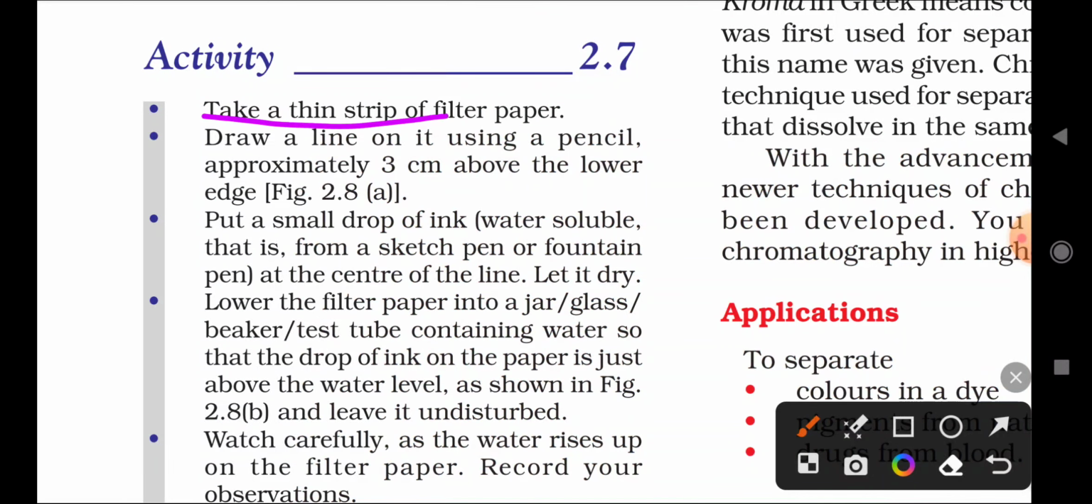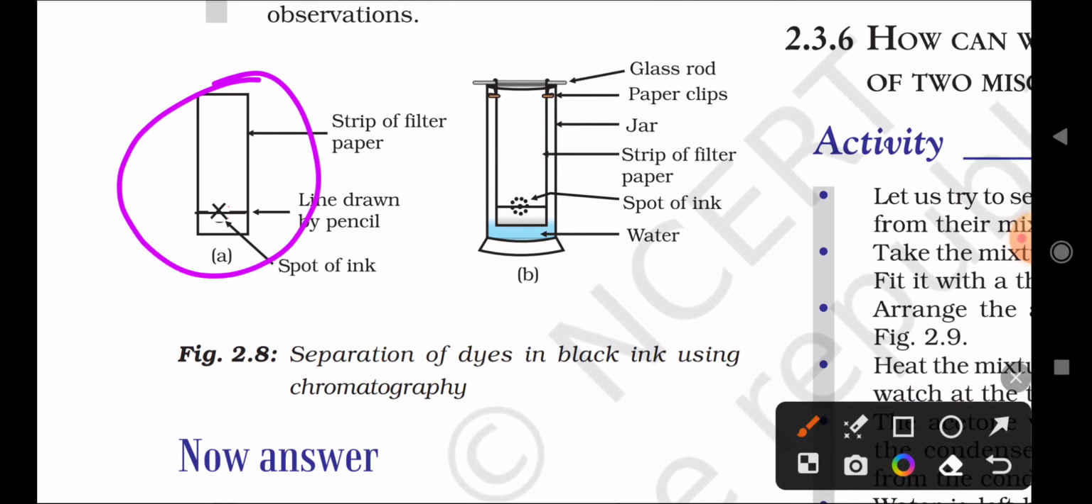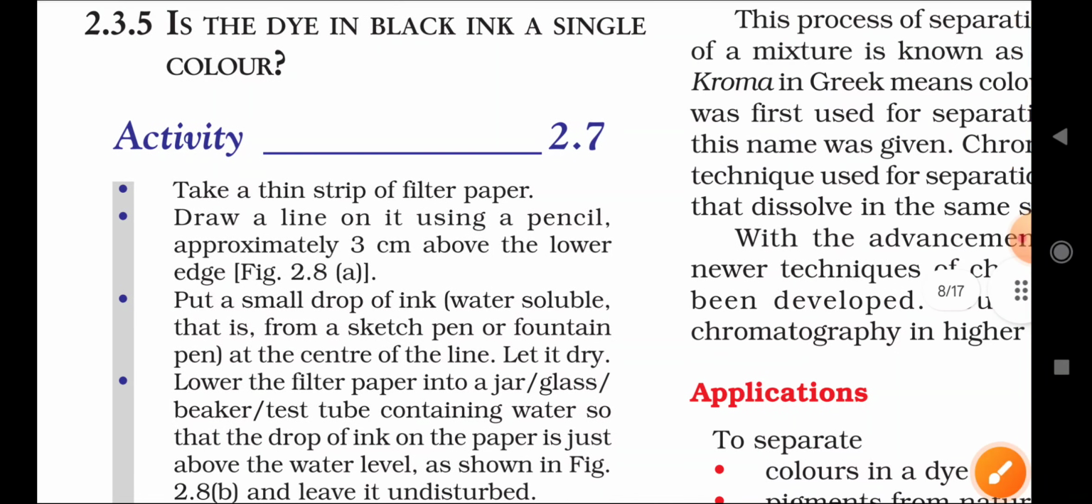take a thin strip of filter paper. You have to take a thin filter paper and draw a line on it using a pencil approximately 3 centimeters above the lower edge. You have to draw the line above the bottom edge, 3 centimeters from the bottom, like shown in this figure. So you have taken a filter paper and we have drawn a line 3 centimeters above the edge.